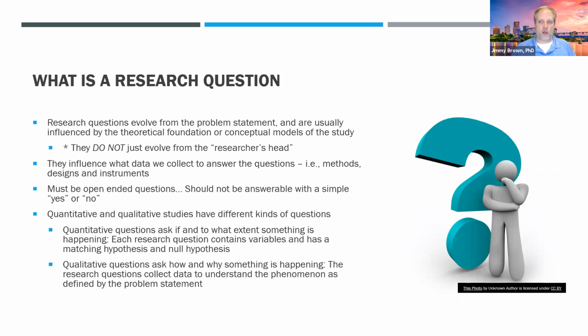There's also one thing about qualitative versus quantitative. A quant research question has to ask if and to what extent something is happening. It has to have matching hypotheses and nulls, which we'll talk about in just a second. A qualitative research question looks at how and why something is happening. It's getting the perceptions and people's understanding of the phenomena. It's getting the depth of it. And later on, I'll make a video about the research cycle. There are very different times in the research cycle when we want to do this.